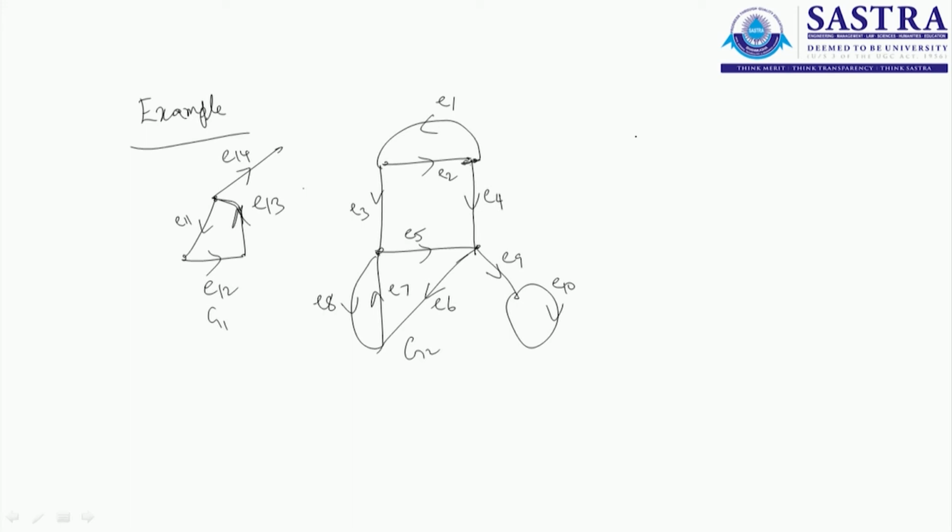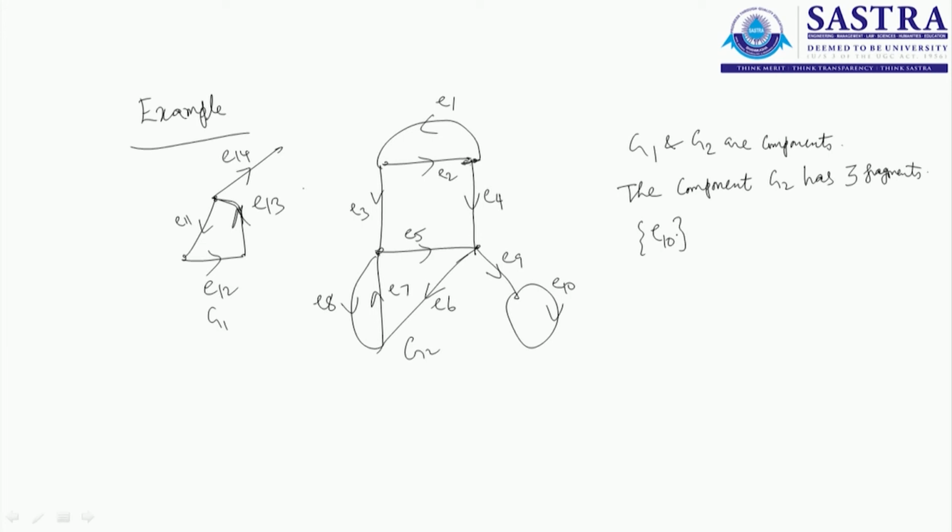Now let me write down here: G1 and G2 are components. Okay, and the component G2 has three fragments. What are the three fragments? You can see here what are all the three fragments.